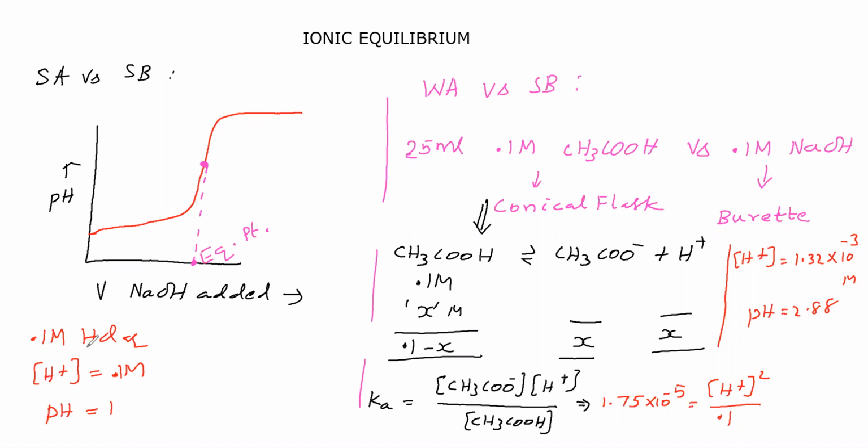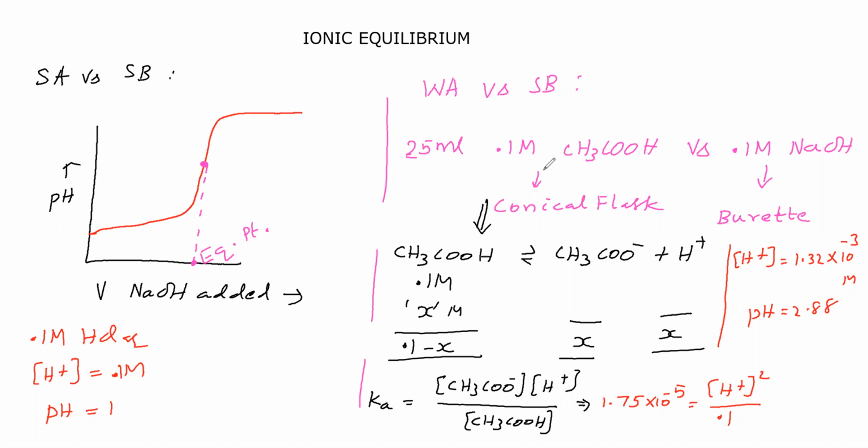Okay. Therefore, as it is a strong acid, it dissociates completely. Therefore, the concentration of H plus is high. A weak acid dissociates partially, so the concentration of H plus is low. So here pH is high, whereas here pH is low. Here we can say pH is 1, but here we can say pH is 2.88.